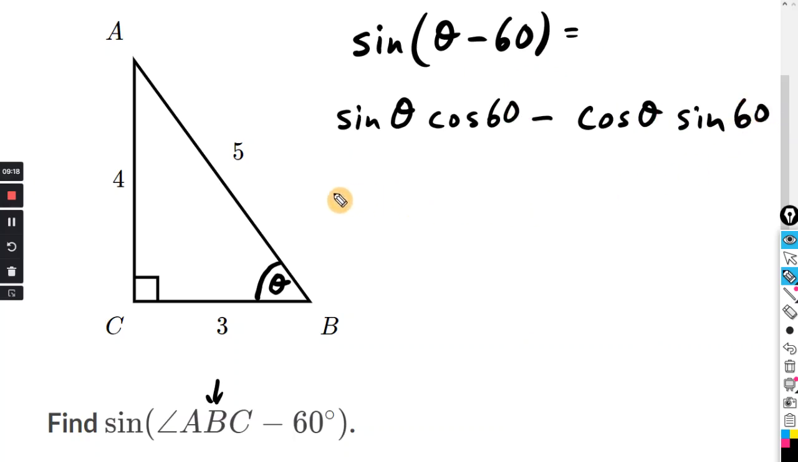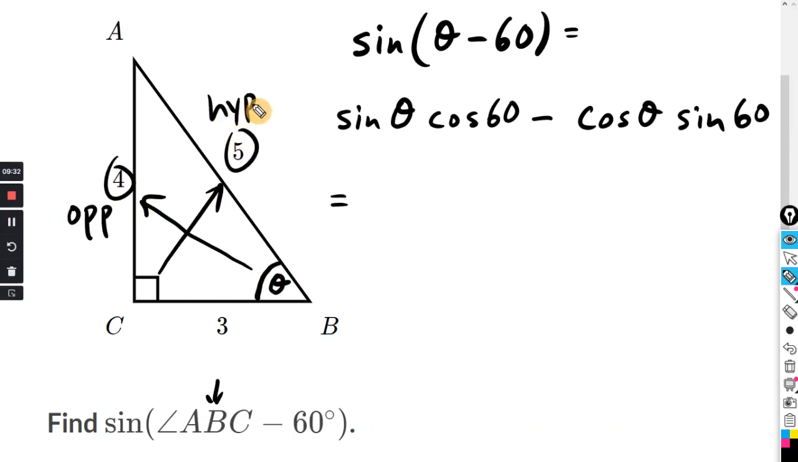All right, so label the triangle. Across from your reference angle is opposite. Across from the right angle is the hypotenuse, and the remaining side is adjacent. All right, so SOHCAHTOA: sine is opposite over hypotenuse.